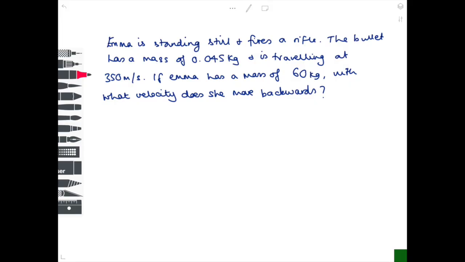So in this example, Emma is standing still and fires a rifle. The bullet has a mass of 0.045 kilograms and is travelling at 350 meters per second. If Emma has a mass of 60 kilograms, with what velocity does she move backwards? So make this comment first of all. Momentum is conserved, which means it doesn't change. And because of that, you can then write this comment, momentum before equals momentum after. And we're going to use this to lay out our answer.